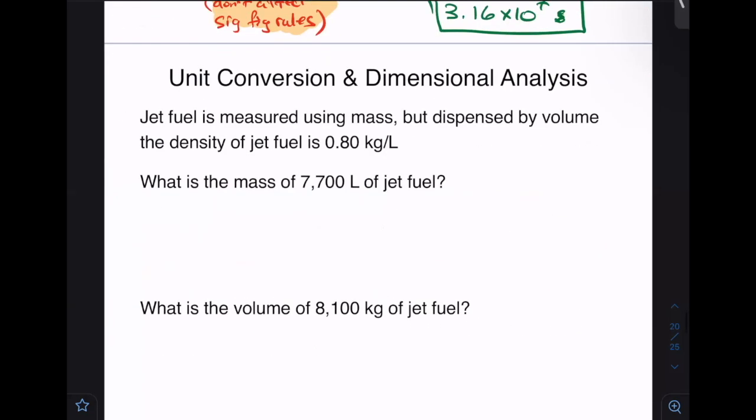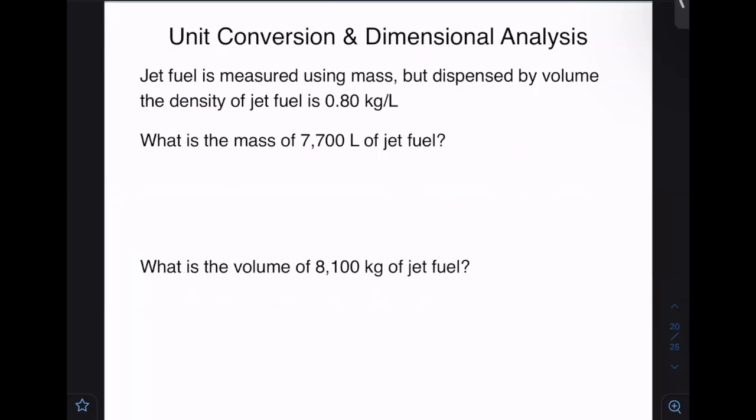Okay. Here we've got time for one more set of questions to practice this on. Jet fuel. It's measured using mass, but it's dispensed by volume. It's kind of interesting. If you're in aviation, we don't measure that by volume, but we're given the density. All right, here's the density, 0.80 kilograms per liter. So let's use dimensional analysis. What's the mass of 77,000 liters of jet fuel?